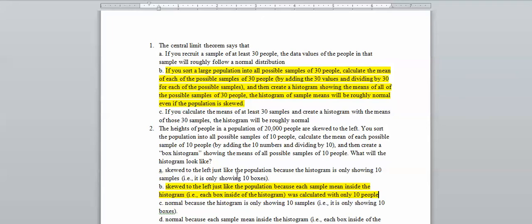It's not number A because, like I said, it's not the number of samples that we're talking about. It's not skewed to the left because we're using 10 different samples. That's not the reason why. The reason why it's skewed to the left is because each sample that we're using only includes 10 people inside of it.